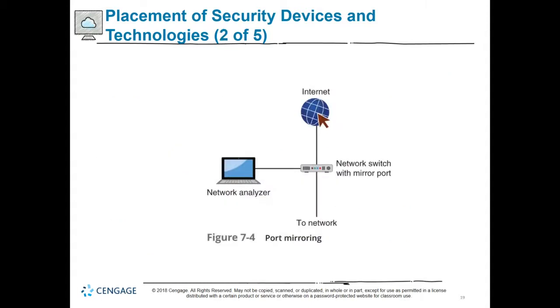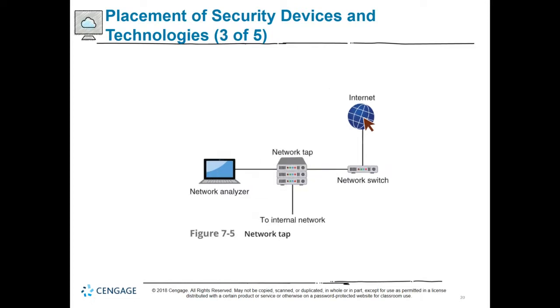So we're looking here at this example of port mirroring. We have the internet. We have a network switch with a mirror port, and we have a network analyzer. So the traffic is going to come through here, and it's going to be mirrored to this device. With a network tap, same thing: the internet traffic comes through, the network switch is going to hit the network tap, which allows it to be sent to the network analyzer.